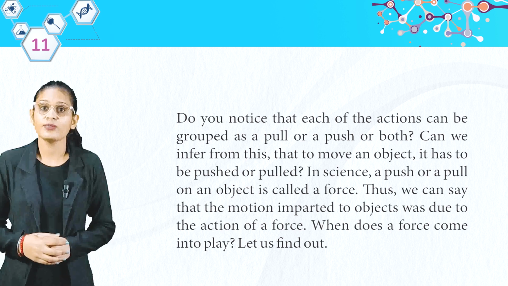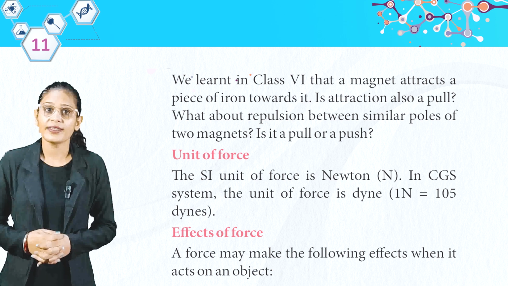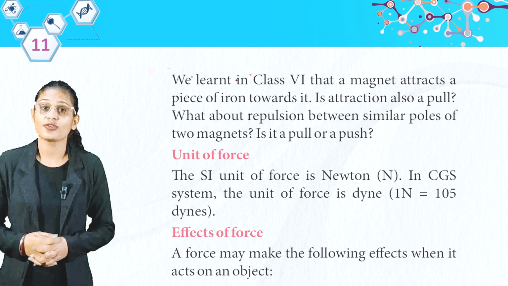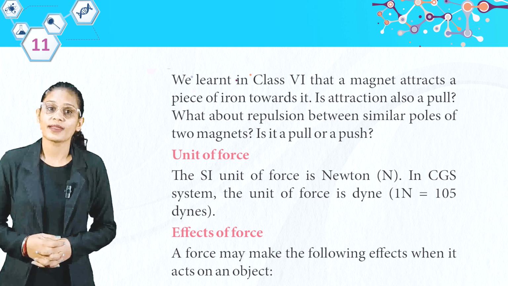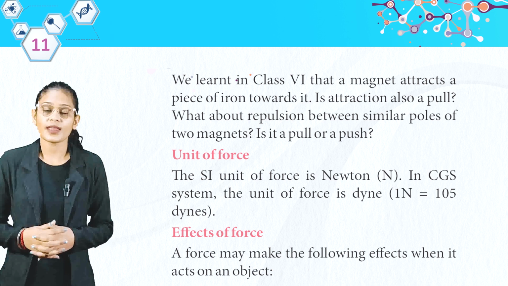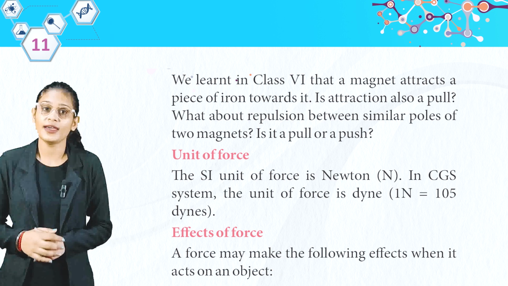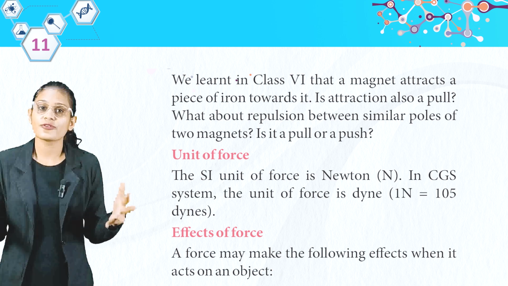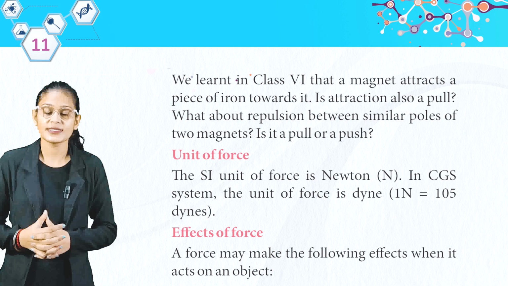Thus, we can see that we learned in class 6 that a magnet attracts a piece of iron towards it. Is attraction also a pull? What about repulsion between similar poles of two magnets? Is it pull or push? अगर हम मैग्नेट की बात करते हैं तो अट्रैक्शन शो करती है. सो क्या वो पुल है? और जो मैग्नेट्स जो है रिपल्शन शो करते हैं, क्या वो पुश है? तो we have to discuss these points here.